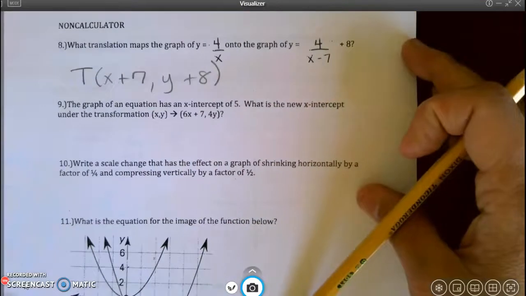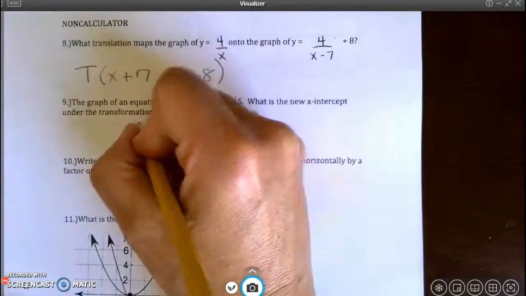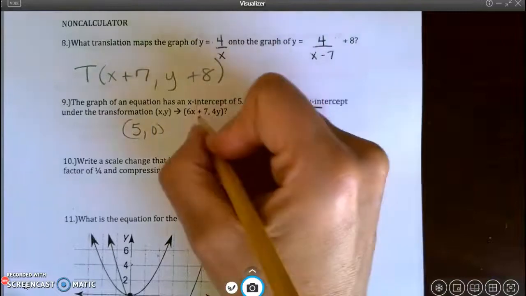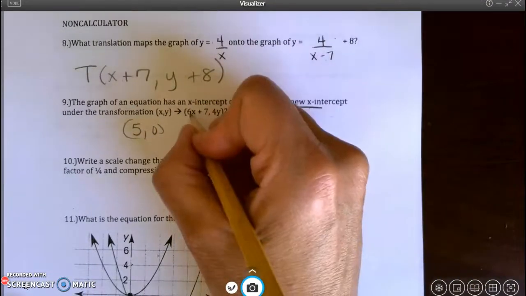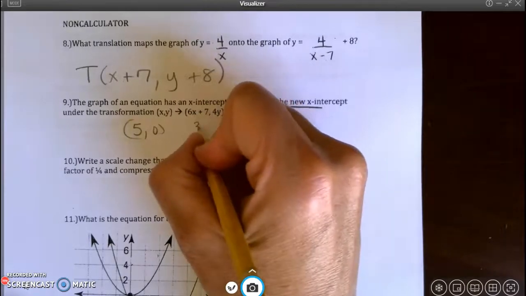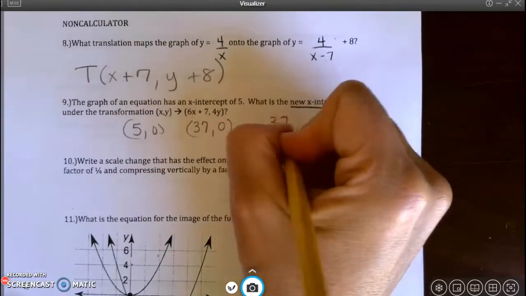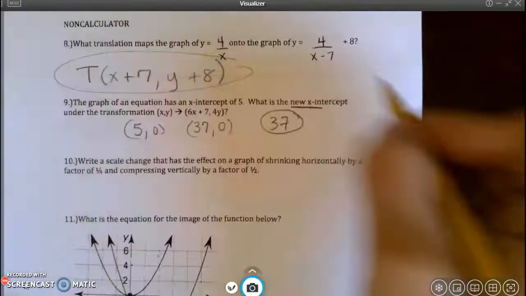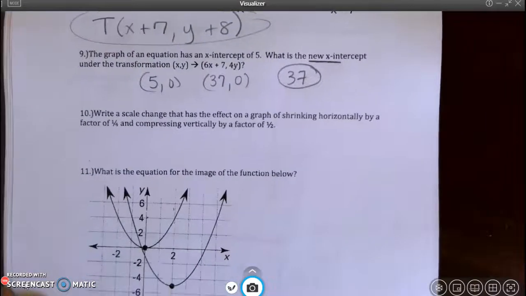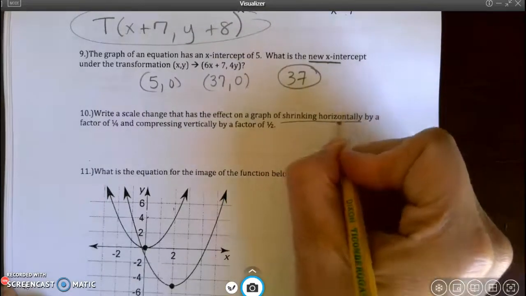Right, number 9. The graph of an equation has an x-intercept of 5, 0. So I start off with 5, 0. What is the new x-intercept under this transformation? Okay, I'm going to put 5 in for x. 6 times 5 is 30, plus 7 is 37. 4 times 0 is just still 0, so 37 is the new x-intercept.